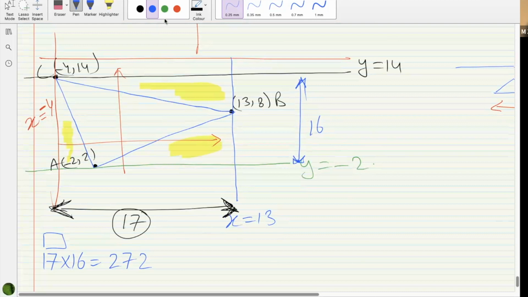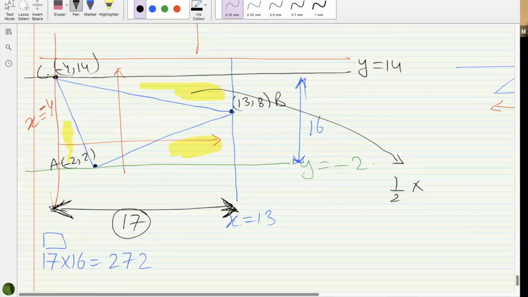Now we need the area of the 3 triangles. So this one right here is 1 by 2 times base. This is from -4 to 13, times height is 6. Any objection in this part? No. 51.